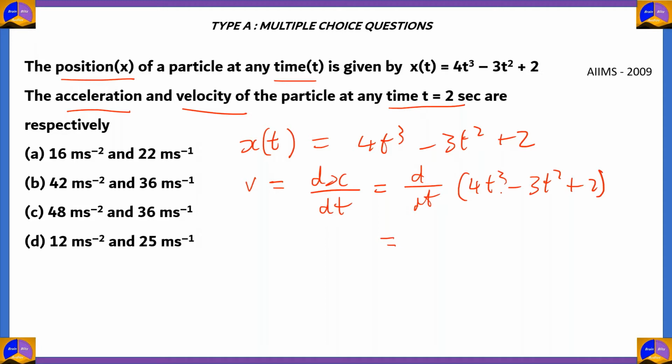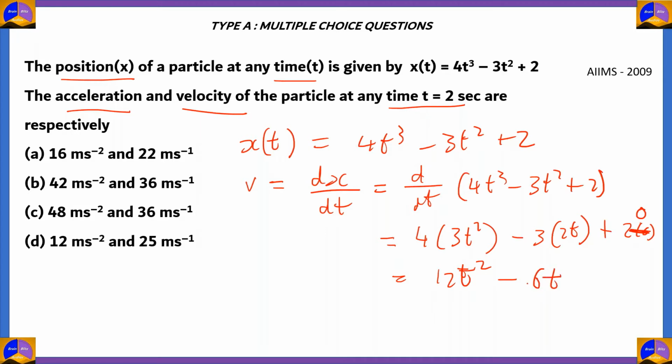So on differentiating 4t^3, we'll get 4 times 3t^2, minus 3 times 2t, plus 2 times 0, because the differential of a constant is 0. So 4 times 3t^2 is 12t^2, minus 6t. So this is the equation for velocity.